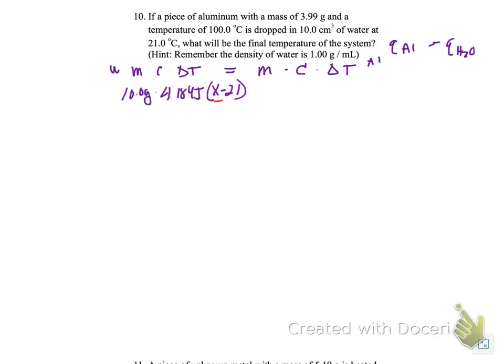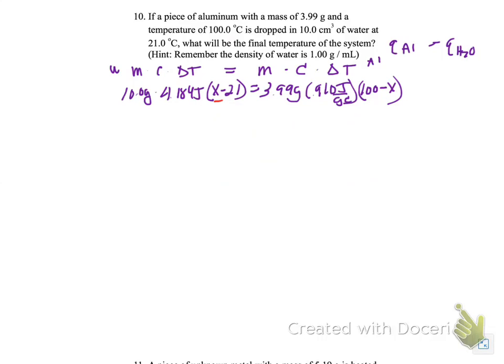Okay, when I think about the aluminum, I'm going to put in the information I have for the aluminum, 3.99 grams. I looked up the heat capacity for aluminum, which is 0.91 joules per gram C. And the change in temperature of the aluminum, it is starting at 100 degrees. If I'm putting it in water at 21, that temperature will go down. So the change in temperature there will be 100 minus X, right? Because this is going to be a smaller number when I'm done. All right, so now it's a matter of solving for X, right?